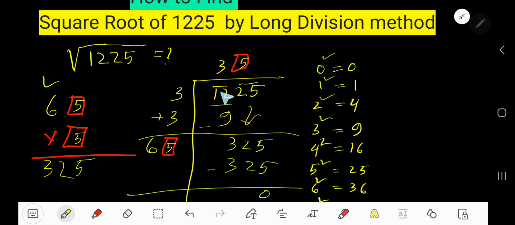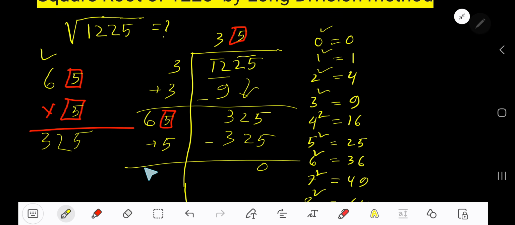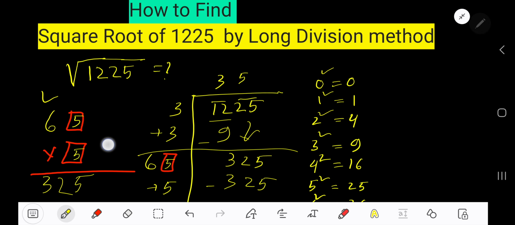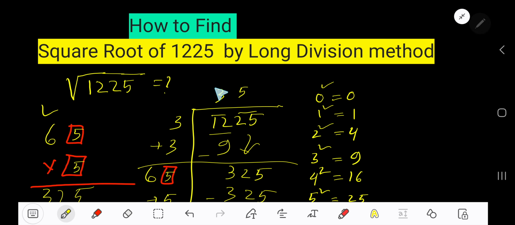Our answer is 35. To check the answer, look, we have placed 5 here. The same digit will come under the divisor, and you need to add, 70. Look, the double of this quotient is 70. So our answer 35 is correct. So the square root of 1225 by the long division method is 35.